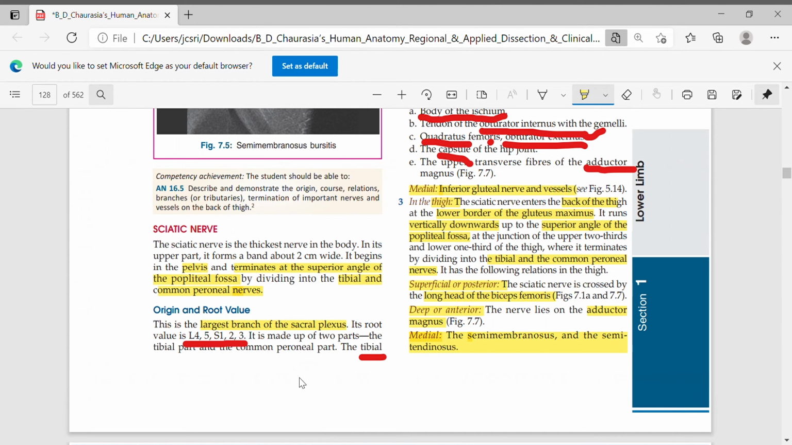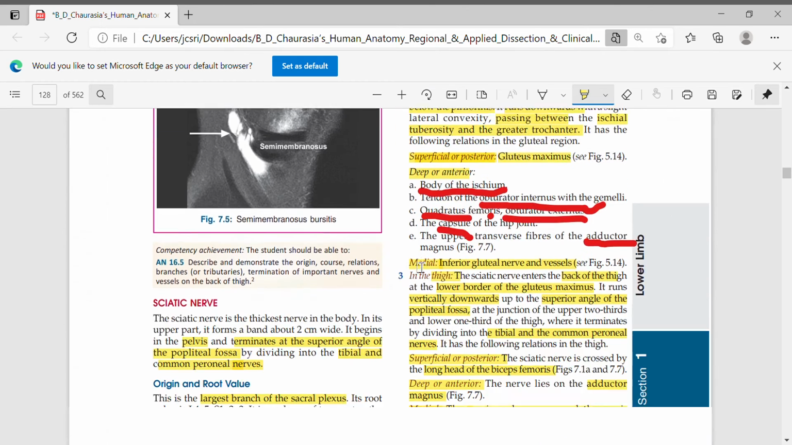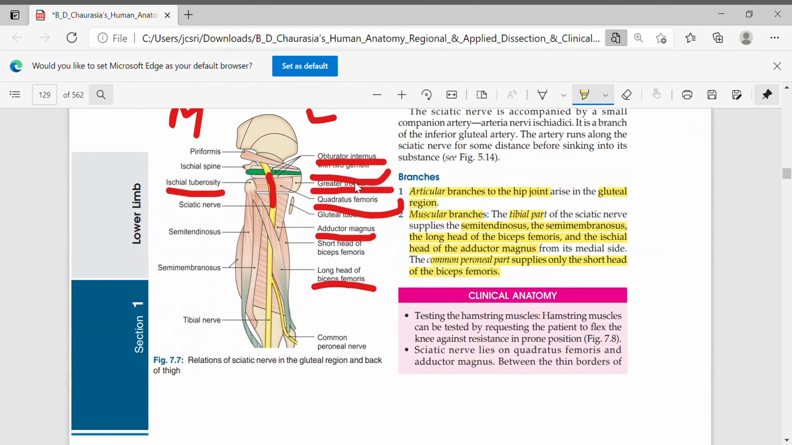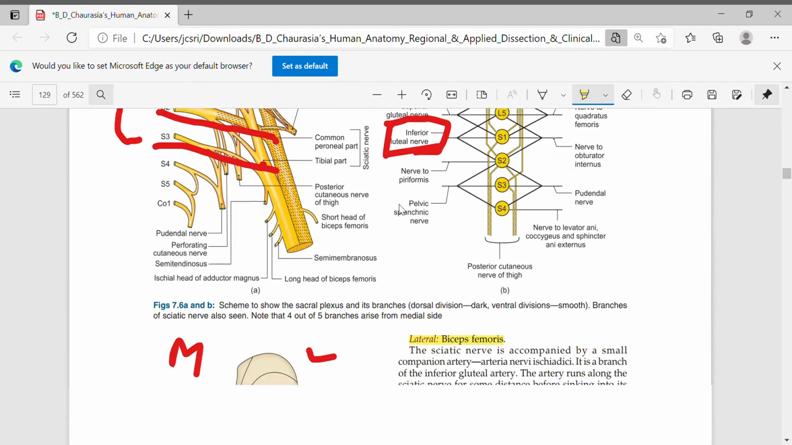Then moving on to the course and relations. In the pelvis, it is in front of the piriformis; in the gluteal region, below the piriformis. It runs downwards between the ischial tuberosity and the greater trochanter. Superficially is the gluteus maximus; deeply you can see the gemelli, quadratus femoris, obturator externus and internus, along with the ischial body, adductor magnus, and the capsule of the hip joint. Medially you can see the inferior gluteal nerve and the inferior gluteal vessels.